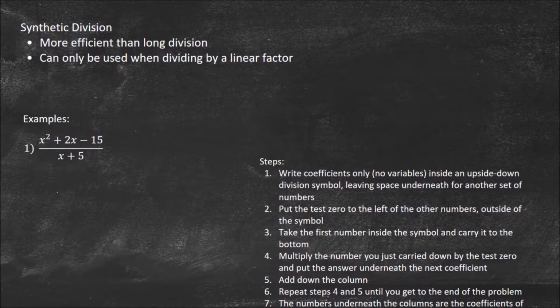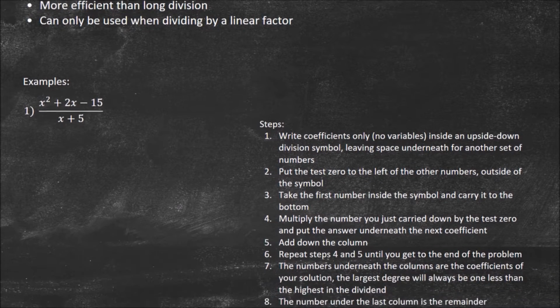And a linear factor just means you're dividing by something that only has the power of 1 on the x term. So you're not dividing by anything like x squared or x cubed. You're only dividing by something like x or x plus 3. So now let's look at our example, figure out how to do the synthetic division, and learn why it's so much more efficient than long division.